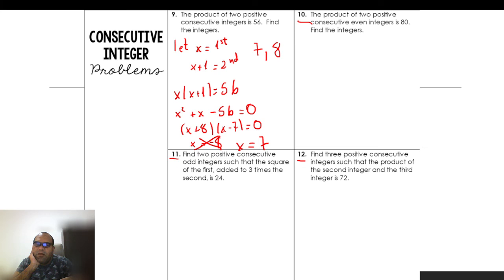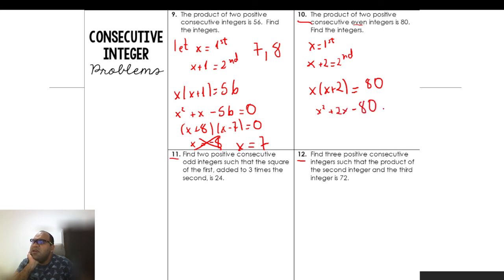Okay, guys, probably you finished this already. We have two consecutive positive even integers. Pay attention to this. If the first one is x, who is the second even number? x plus 2. Imagine the first is 2, the next is 4. If I choose 4, the next is 6, because they are even. Attention to this rule. Let's multiply: x times x plus 2 equals 80. Solving this one, x squared plus 2x minus 80 equals 0.